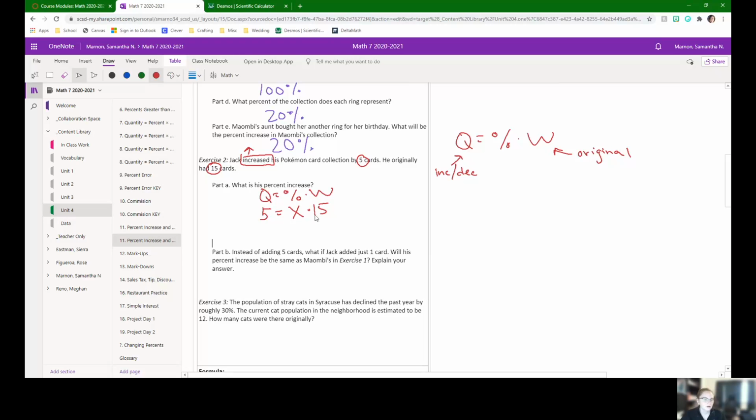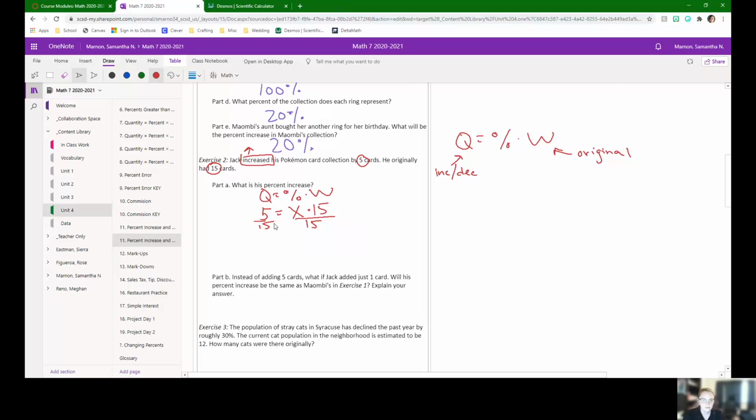Okay, to solve this, we need to do the opposite of times, which is divide. So I'm going to divide by 15. If I do it to one side, I need to do it to the other side. 15 divided by 15 is just 1, and 1 times x leaves us with x on the right side of the equal sign. 5 divided by 15 is 0.3 repeating. It's 1/3. This isn't a percent though, this is a decimal, so we need to convert this decimal to a percent.